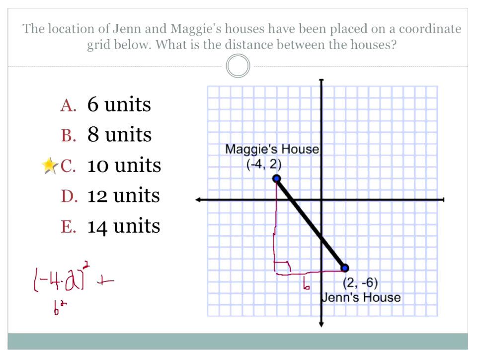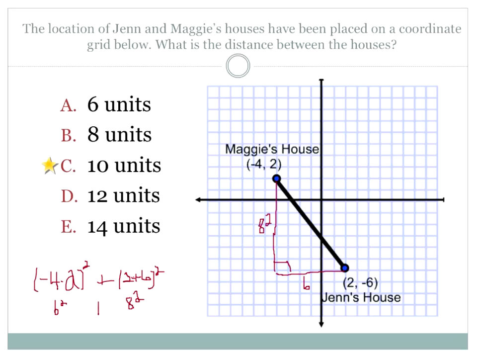I'm going to add to that the vertical distance between our houses, which is 2 minus a negative 6. And minus a negative would be adding then. 2 plus 6 squared, which is 8 squared, has to equal then our distance squared.